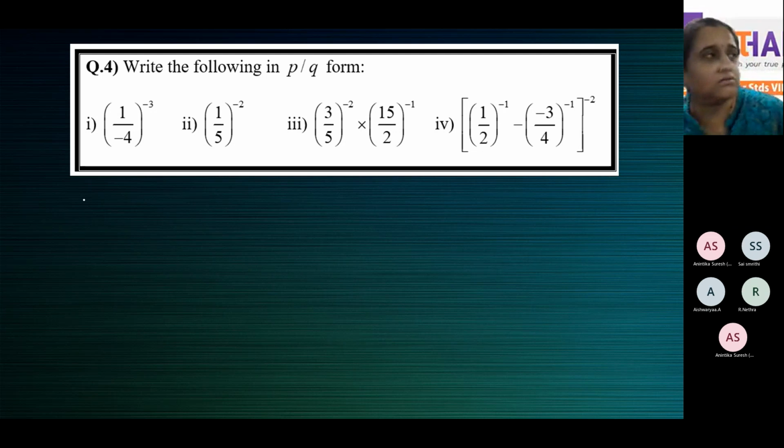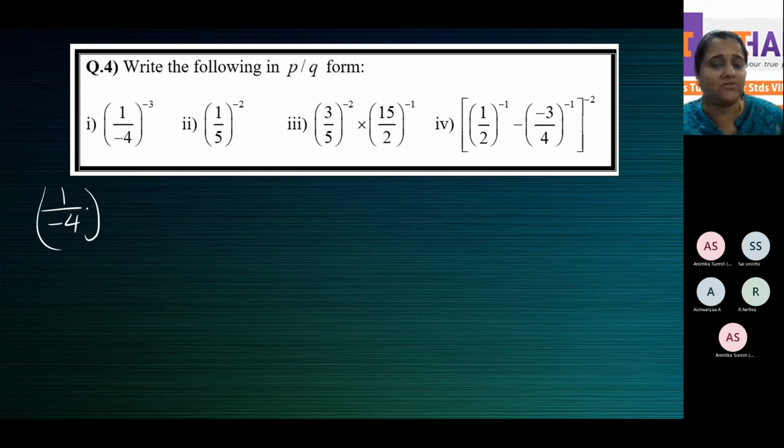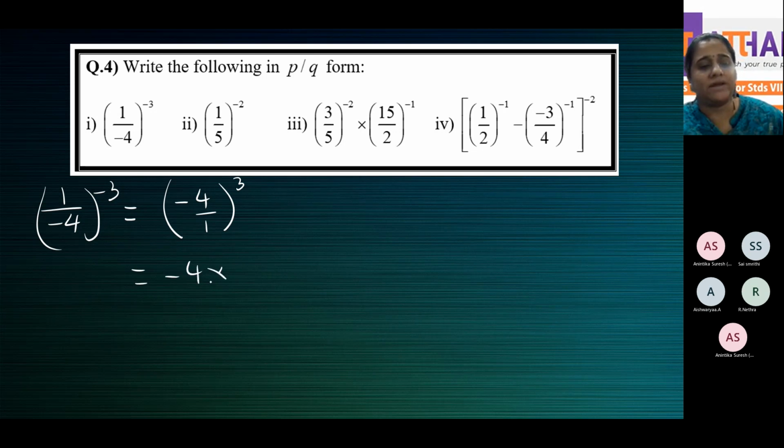Whenever you're working, you should always write the equivalent, not the reciprocal. Now see here, 1 by minus 4 to the power minus 3 is equal to... to continue, write the equivalent. To write the equivalent, change both. The reciprocal of the base is minus 4 by 1. The negative of the power: minus 3 will become plus 3. This is equivalent. So this is equal to minus 4 into minus 4 into minus 4, correct? That's all. So it will be minus 64.